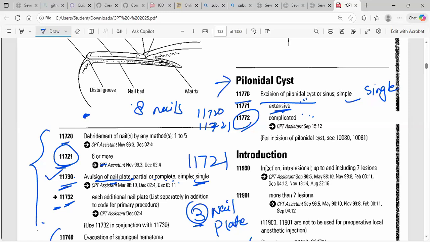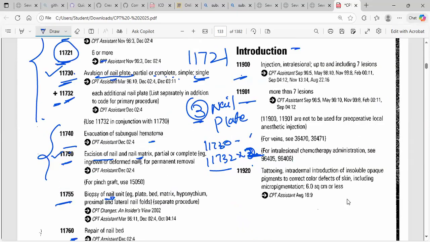Okay. Now the next section we have is introduction. In the introduction section, introduction means when something has been inserted into or removed from the body, we are going to pick a code from the introduction section only. So our first is injection, intralesional, up to 7 lesions. If it is more than 7 lesions, we are going to use 11901.